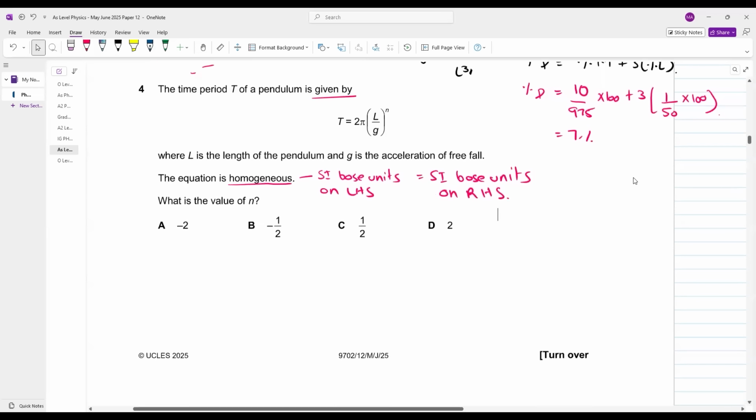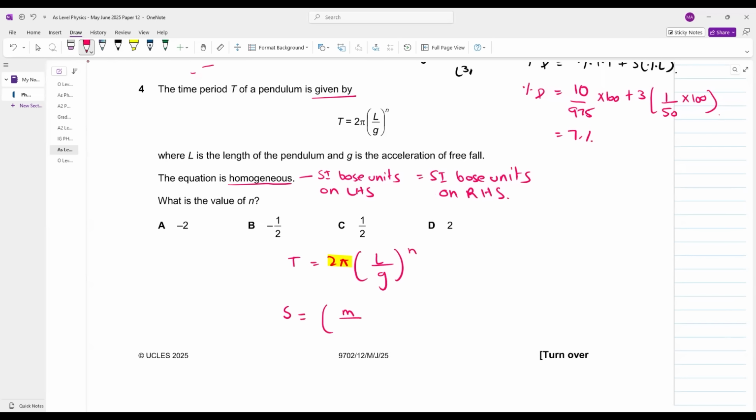So let's see this equation. T is equals to 2 pi L over G power n. What is the unit of T? T is the time period. T के units क्या हो गए? Seconds. बेटा 2 pi is a constant. You will ignore this constant. Okay. L क्या है? Length. What will be the units of length? Meters. G क्या है? Acceleration of free fall. क्या units हो जाएंगे? Acceleration of free fall के ms minus 2 power n.